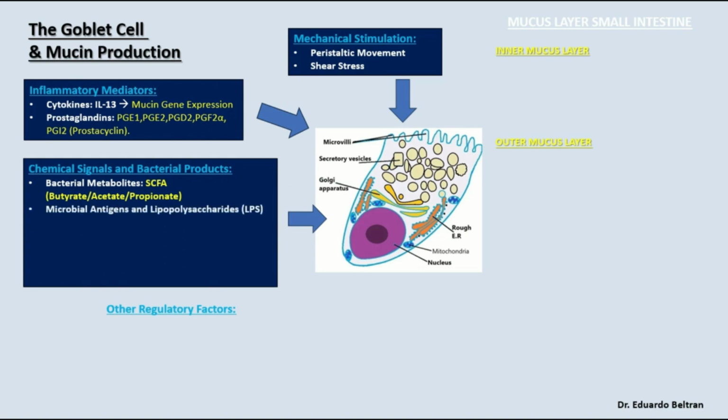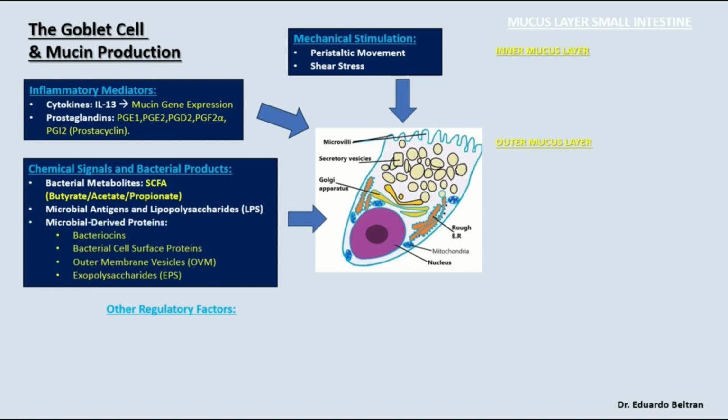Now there are also microbial antigens and lipopolysaccharides. And interestingly, whenever we have exposure to these toxins, endotoxins, or any of these microbial antigens, these goblet cells start producing mucin as a protective mechanism. So there isn't too much interaction between the microbiota and the immune system. All right, and we'll dive into that in just a little bit.